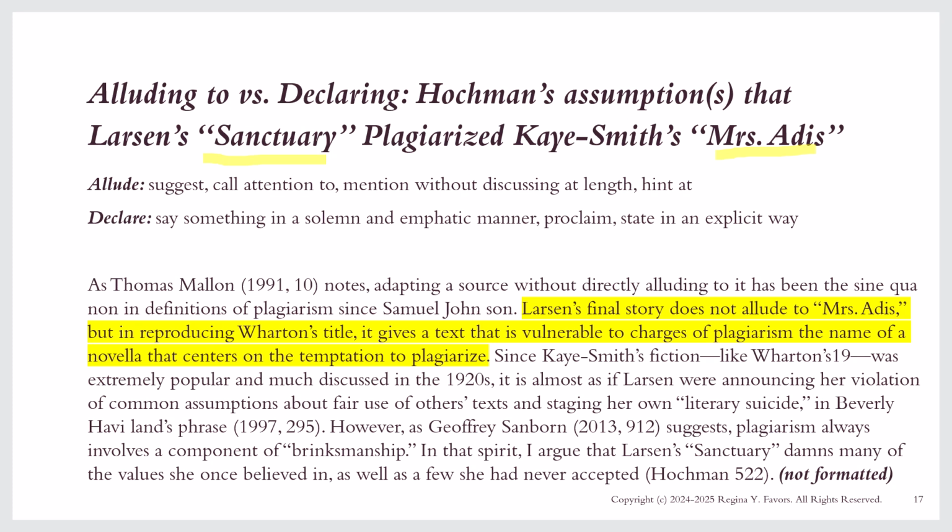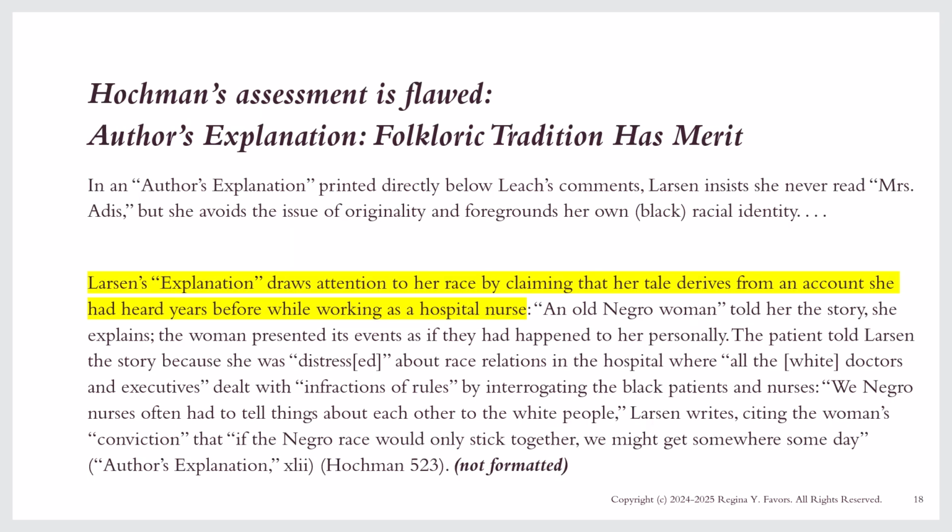These are two different types of plots. Yes, there is a plot where a mother finds out that the killer is someone that she's harboring, but that doesn't necessarily mean that they are the same works. Hockman's assessment is flawed. So the author's explanation, folkloric tradition has merit.